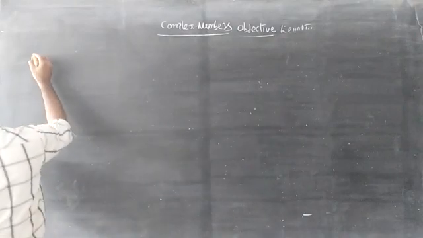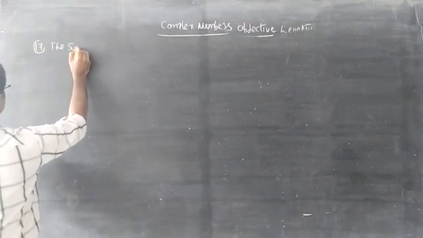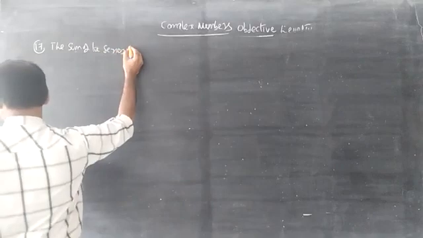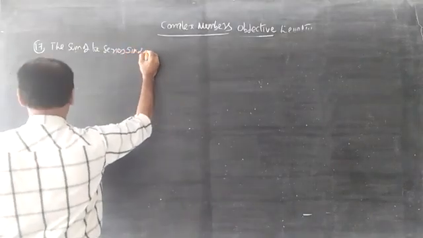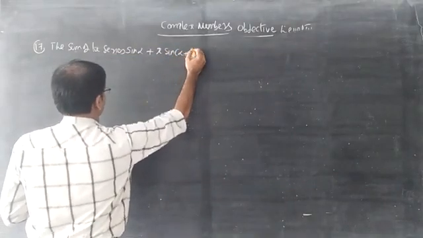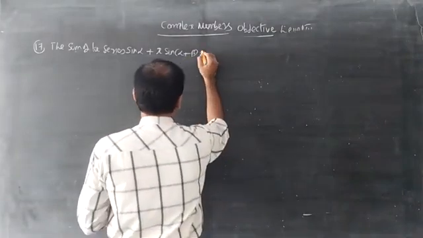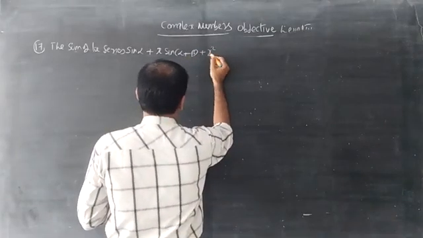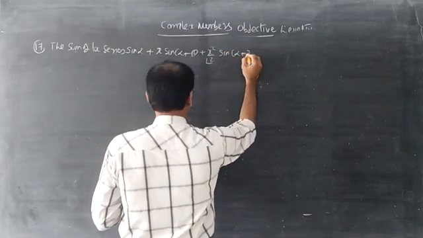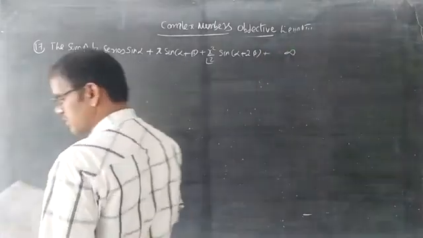Seventeenth question, the sum of the series: sin alpha plus x into sin of alpha plus beta plus x square by 2 factorial into sin of alpha plus 2 beta plus so on until infinity is dash.